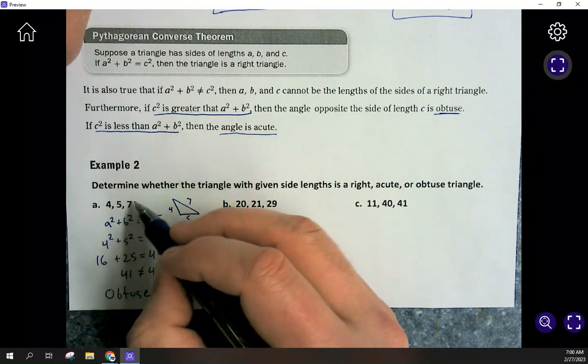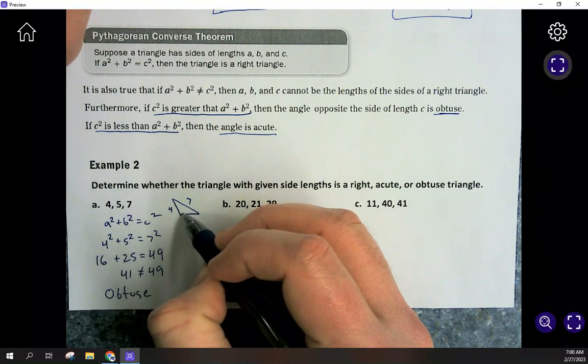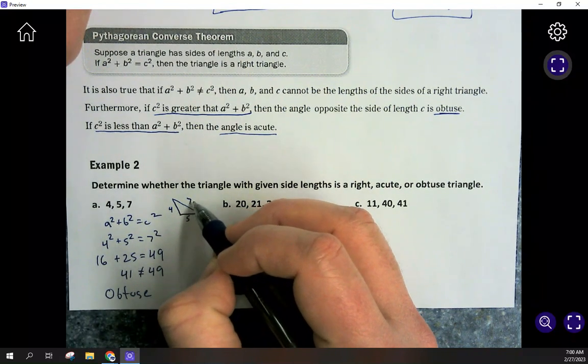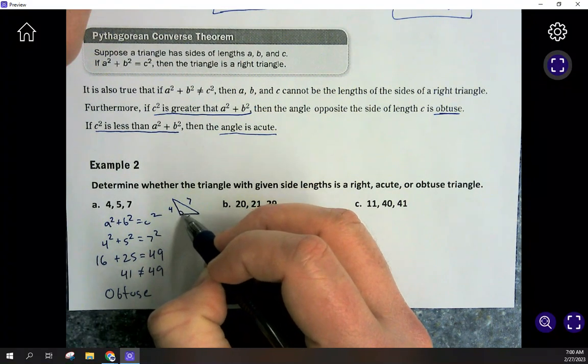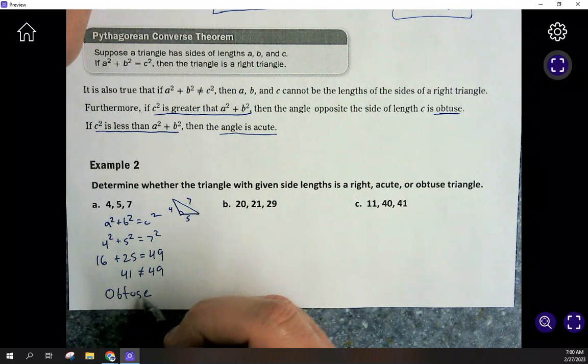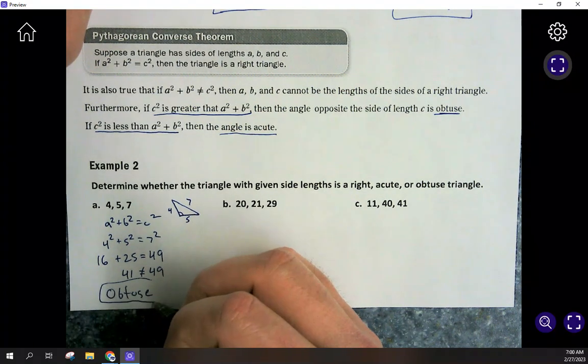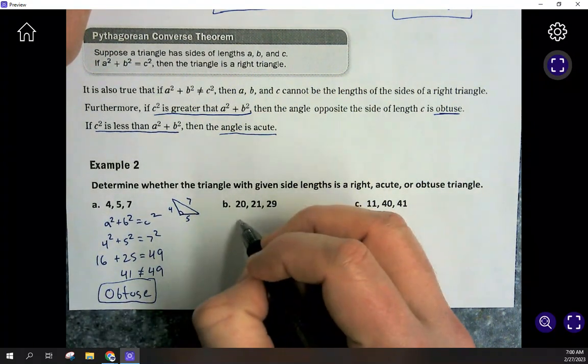So the angle that's across from your C, remember, the largest side of a triangle is always across from the largest angle. Okay, so we know that this angle out here is more than 90. It's obtuse. Okay, the next one.